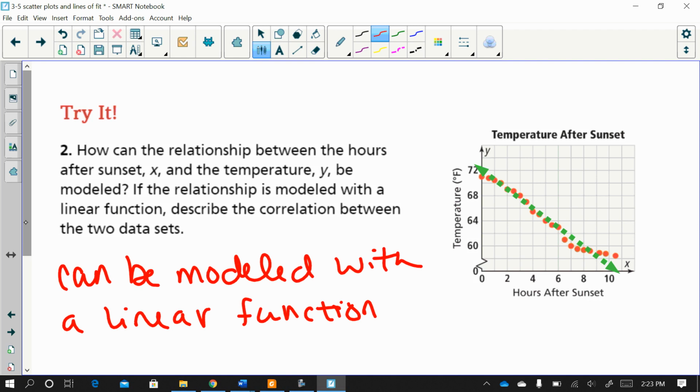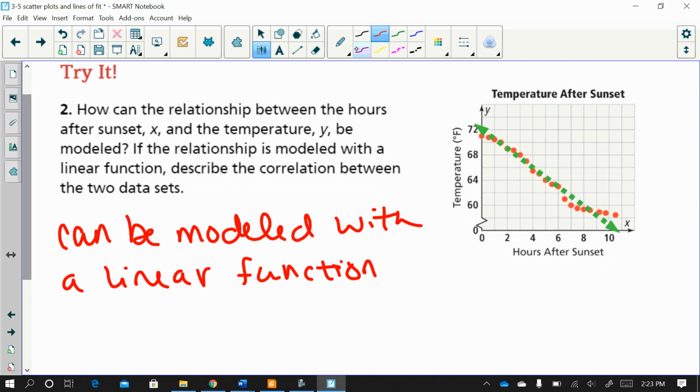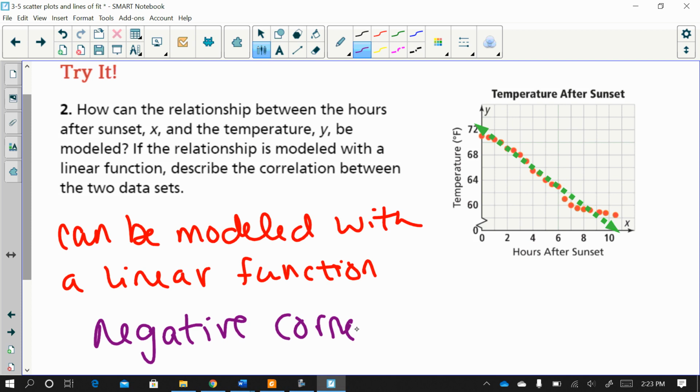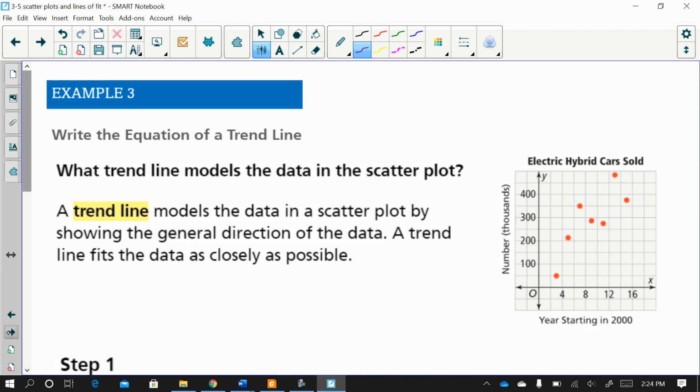Okay, and since it can be modeled with a linear function, what kind of correlation does this have? Well, my line's going downhill, so this has a negative correlation. So what trend line models the data in the scatter plot? Okay, this is where we're actually going to calculate the equation of that line.